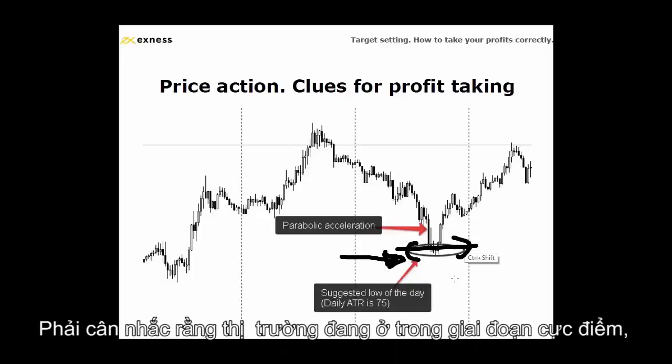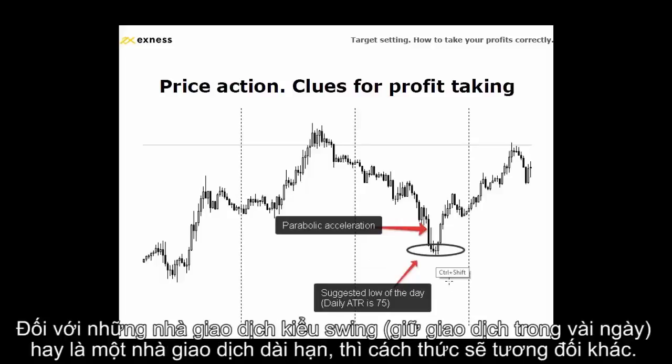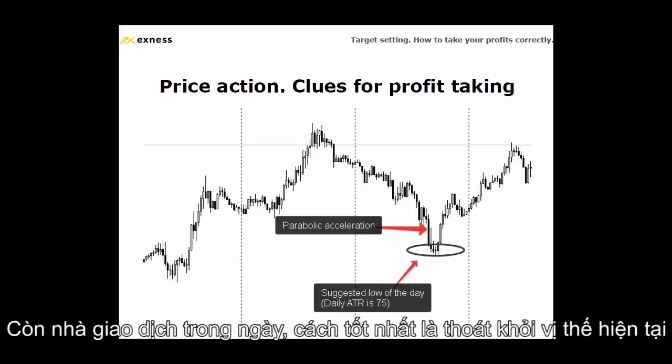Considering that market is possibly going within the culminational phase, you may want to exit this trade if you are a day trader, of course. For a swing trader or for position trader it works pretty differently. But for the day trader it is the good way to exit your position.